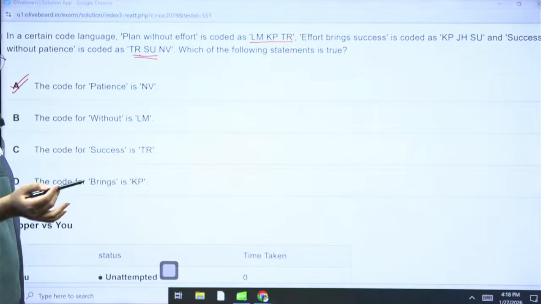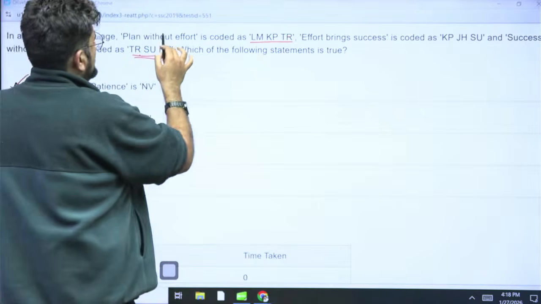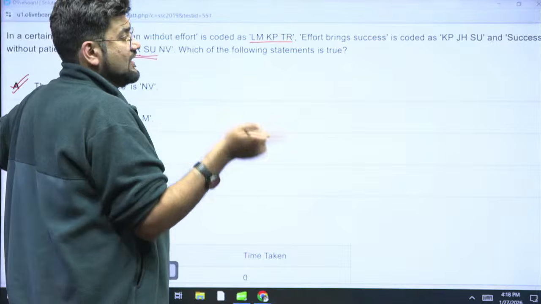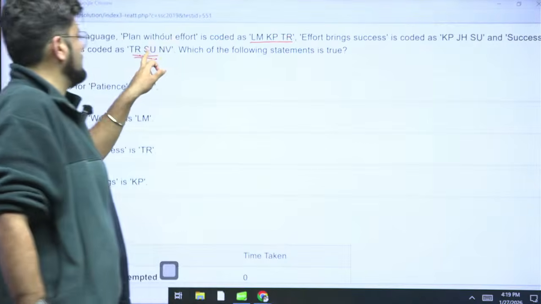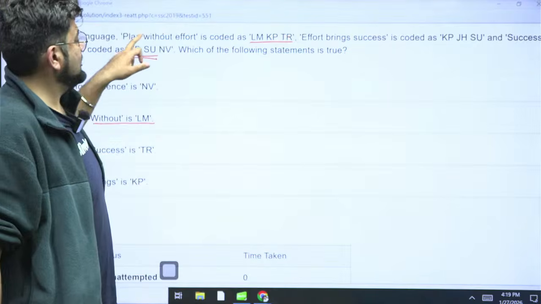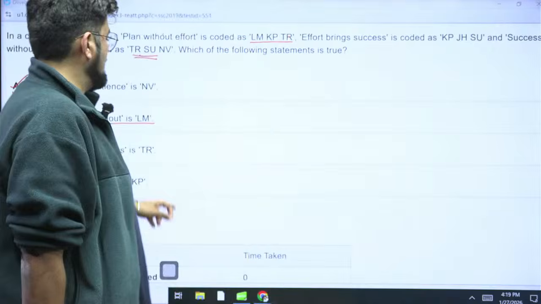Okay, we just got lucky here, but if you look at the other options, without is LM. So we can see without here, but look for places where LM is absent. Is without there? LM is absent here, but without is not there. But LM is present here. Despite that, LM is absent here, but without is still here. That means LM can never be the code for without. Similarly, TR is here, but success is here, and success is there in here also, but TR is not here. So TR cannot be a code for success.